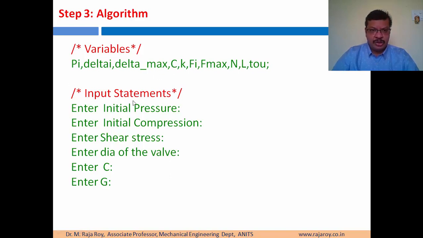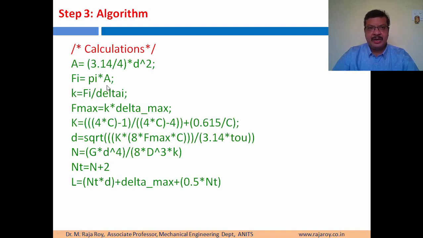Then take the input statements. All the inputs you have to collect here, that is initial pressure, initial compression, C value, G value, diameter of the wire, etc. After that do the calculation. This is the calculation section. So here A value you would calculate, that is the area of the wire, that is pi by 4 d square. Pi value is 3.14 by 4. This you have to keep inside the brackets. Then you have to multiply that to d square. So multiplication you have to indicate with the star symbol. Then powers you have to indicate with this cap symbol.